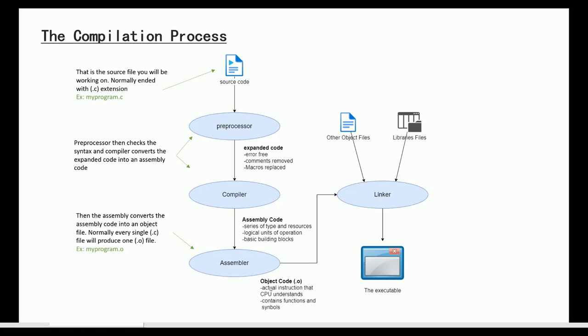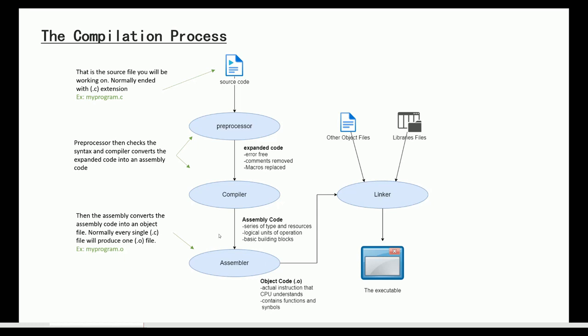And it also contains functions and symbols. In other words, those are names. In the object file, we can tell the names of your functions, the names of your global variables in the program. Okay, so symbols. Sorry about the typo here.